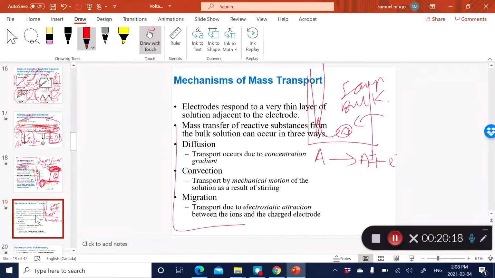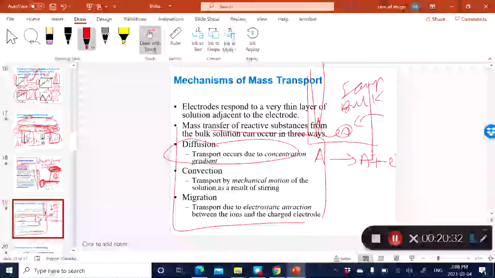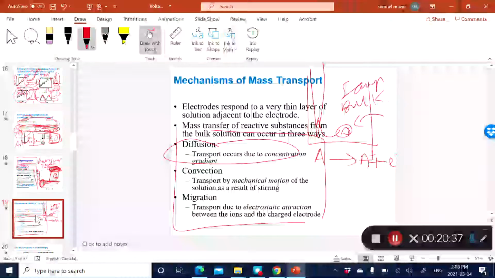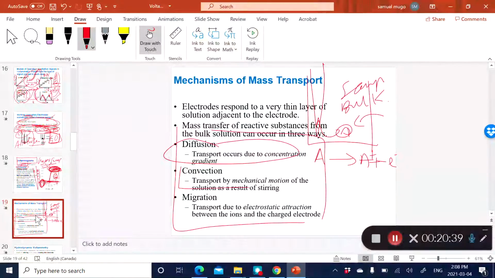So there are three forms of migration that can take place. Now there's diffusion, where the analyte migrates, of course, from the region of high concentration to the low concentration. And you can also have convection. Convection is when you introduce a form of stirring, so you're creating turbulence in the sample solution.